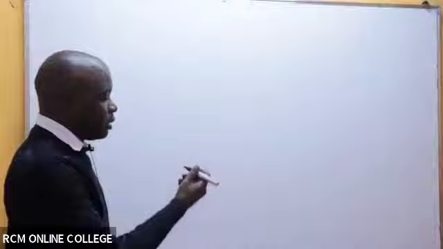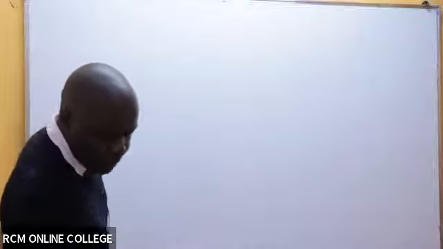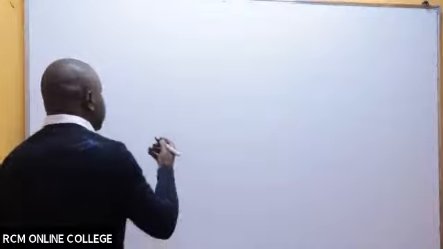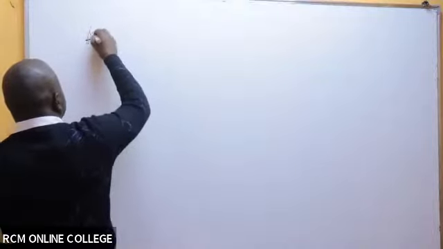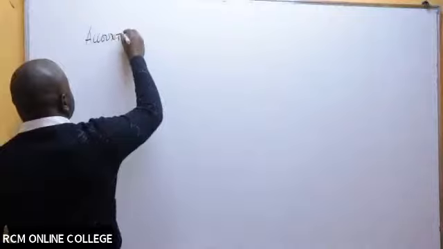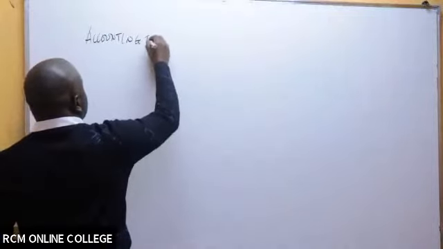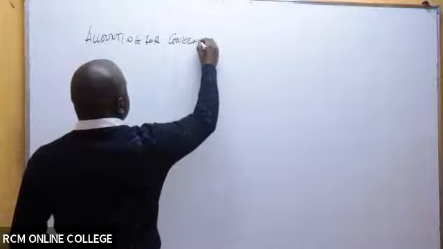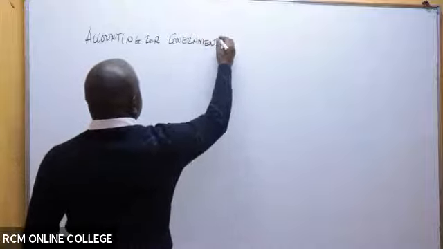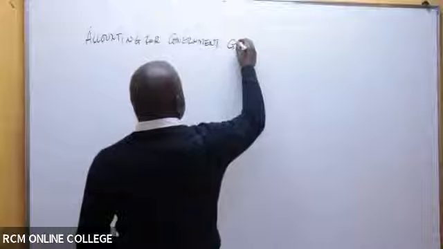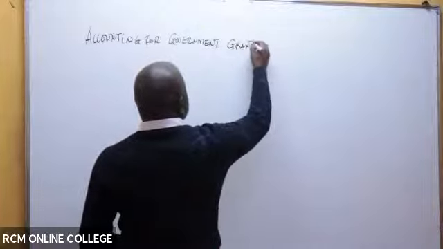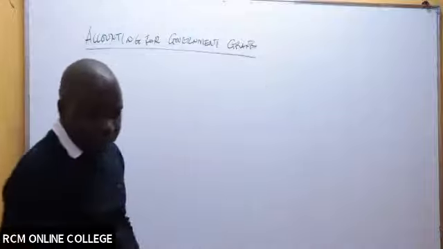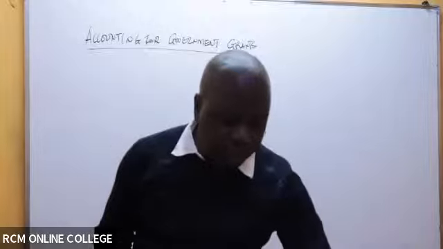So you can write briefly something about, in this case, accounting for government grants. So you can write something about how you account for government grants.